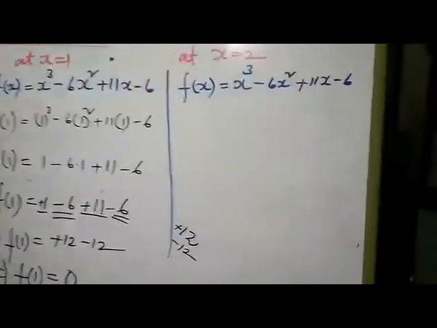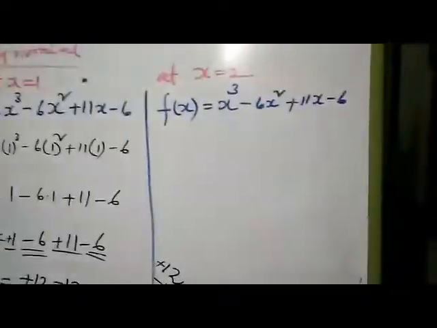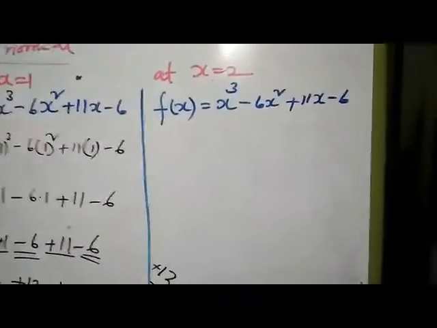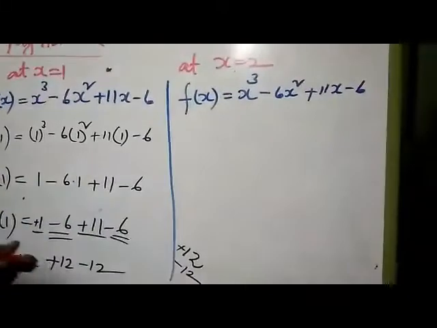We'll discuss later. I am keeping one arrow here. So f of 1 is equal to 0. The value of the polynomial at x is equal to 1 is 0. This is very, very important. We'll discuss later. Now one more.